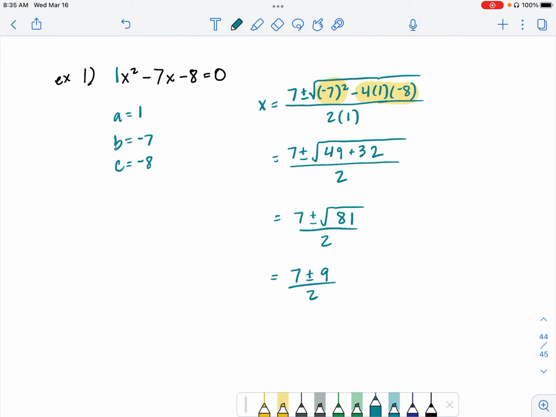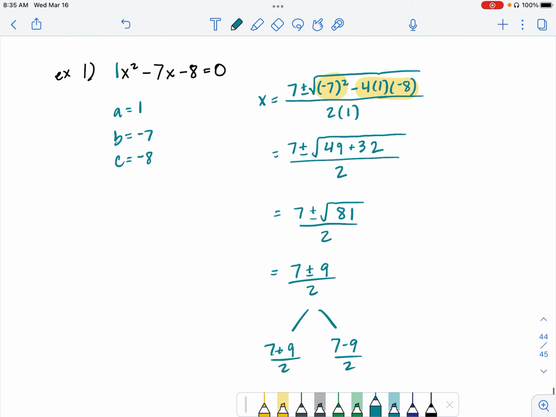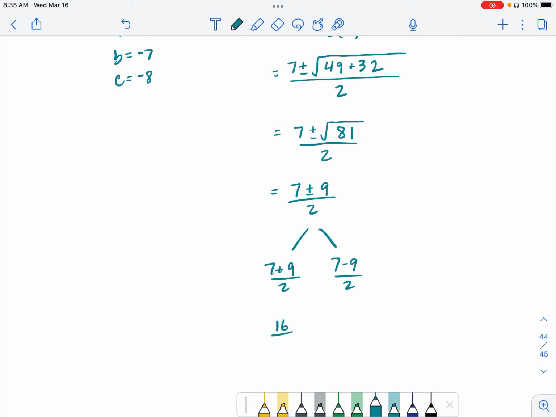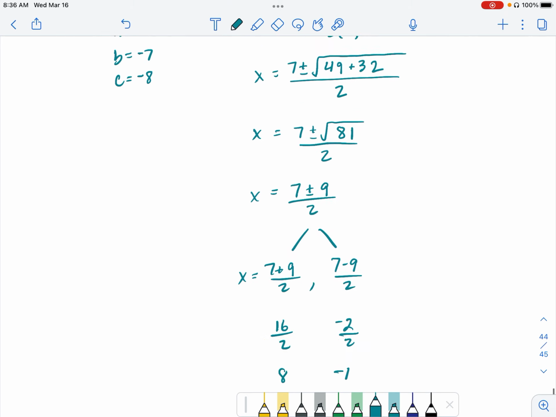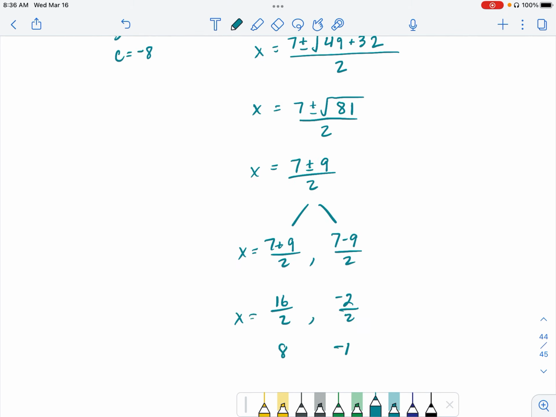And now I can write this as 7 plus 9 over 2 and 7 minus 9 over 2. 7 plus 9 is 16 divided by 2, which is 8. And 7 minus 9 is -2 divided by 2, which is -1. And so all of that, by the way, is equal to x. X is equal to both of those. And x is equal to 8 and -1.